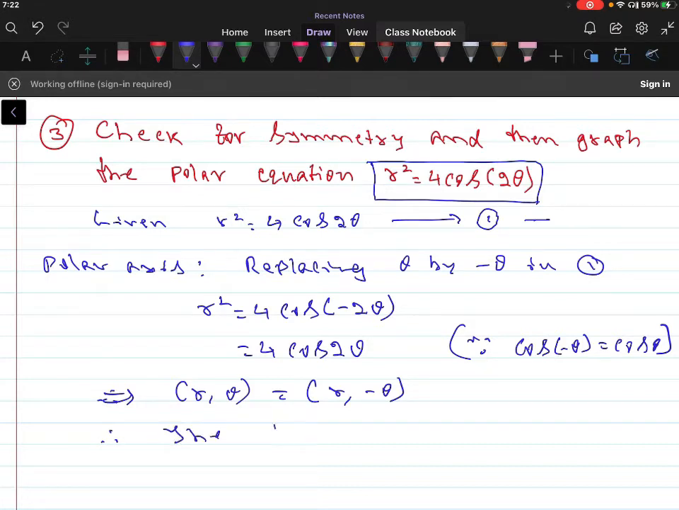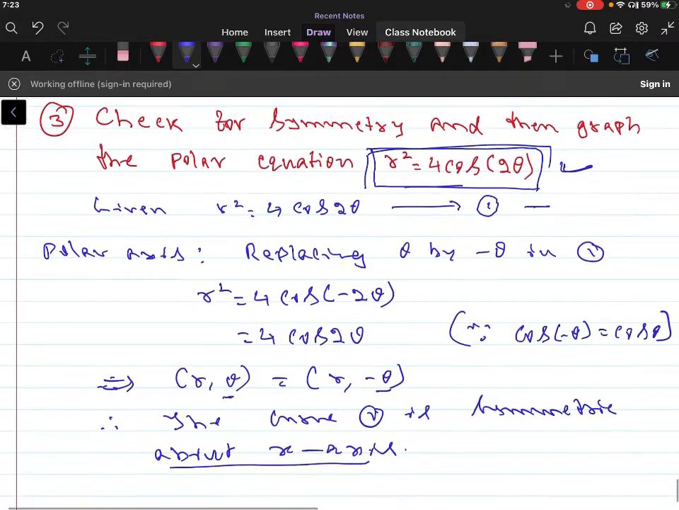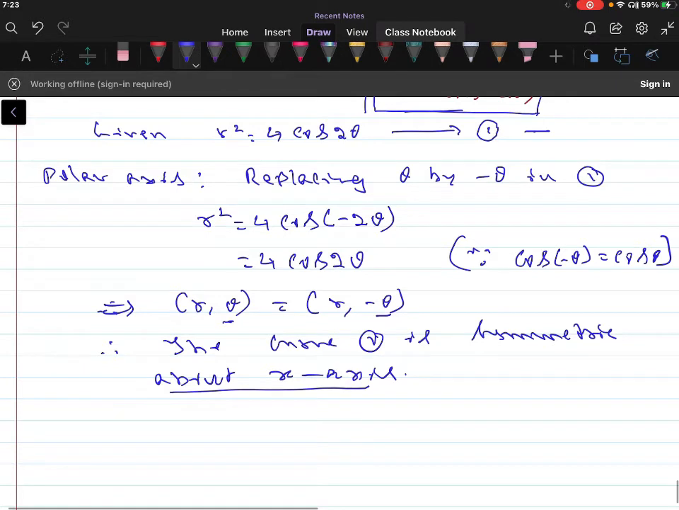So therefore the curve 1 is symmetric about the x-axis. Since there is no change when you replace theta by minus theta in equation 1, the given curve is symmetric about the x-axis. Now we'll verify whether the given curve is symmetric about the y-axis or not.